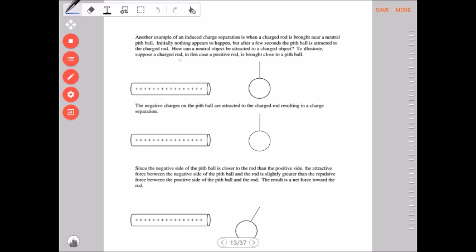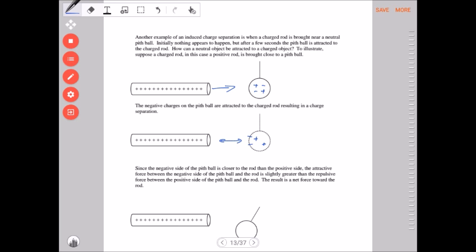To illustrate, suppose a charged rod, in this case a positive rod, is brought close to a pith ball. So essentially the pith ball starts out neutral. We'll put 2 protons and 2 electrons to make it really easy. Now, if this rod is brought close enough, remember, it's going to attract the negatives. So what's going to happen? The protons don't get to move, but both electrons are going to end up on this outer edge, really attracted to that positive rod.